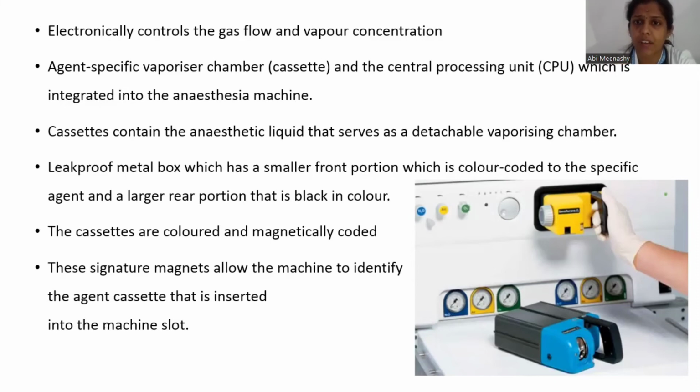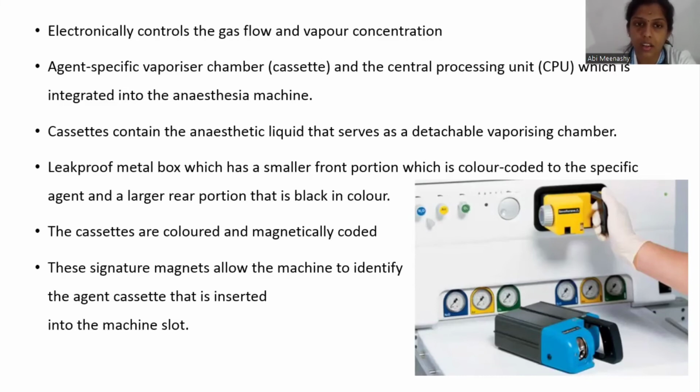Every cassette will have a detachable vaporizing chamber. You can see the black box is the vaporizing chamber. It is a leak-proof metal box which has a smaller front portion which is color-coded to the specific agent and a larger rear that is black in color. Black is common for all the agents.